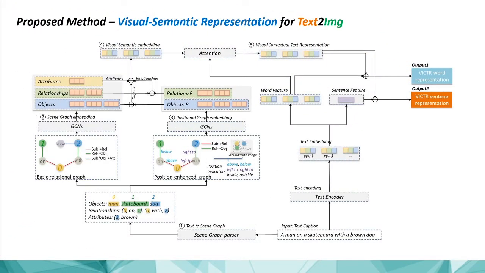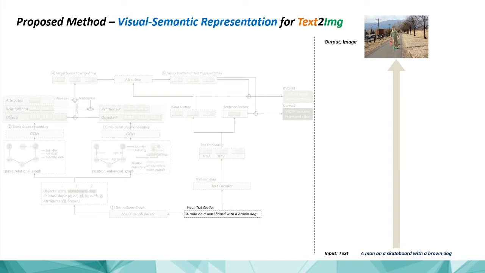Okay, this is the overview of our visual semantic representation model that we propose for text-to-image generation task. For your better understanding, we will go through the step-by-step process of our proposed model. First, assume that we were given the textual image caption description as input. A man on a skateboard with a brown dog. Then we need to pass the text input to obtain the rich visual semantic information.